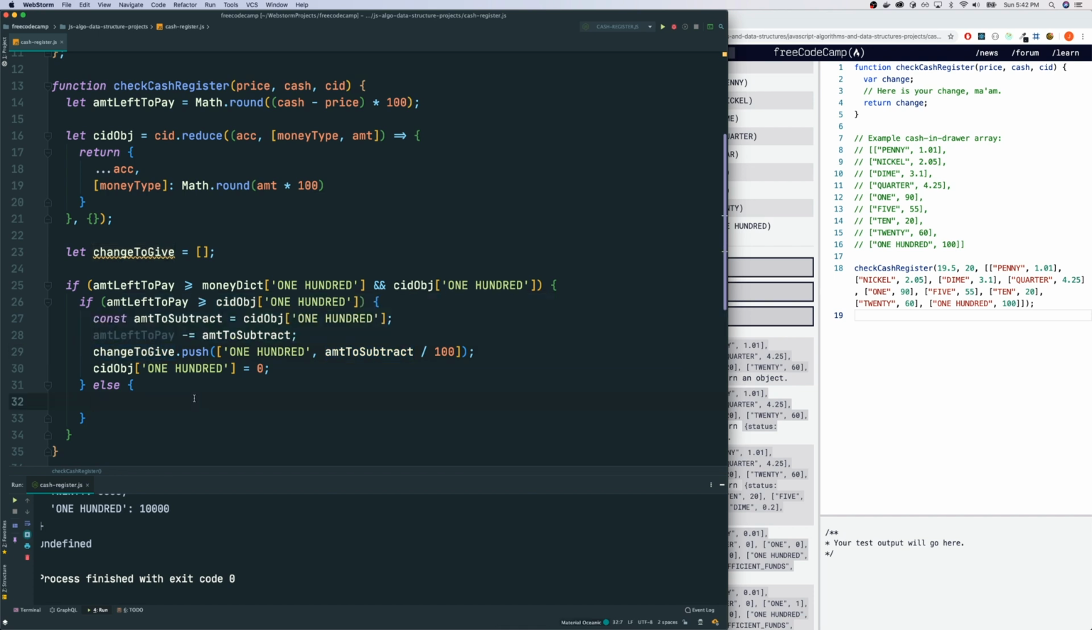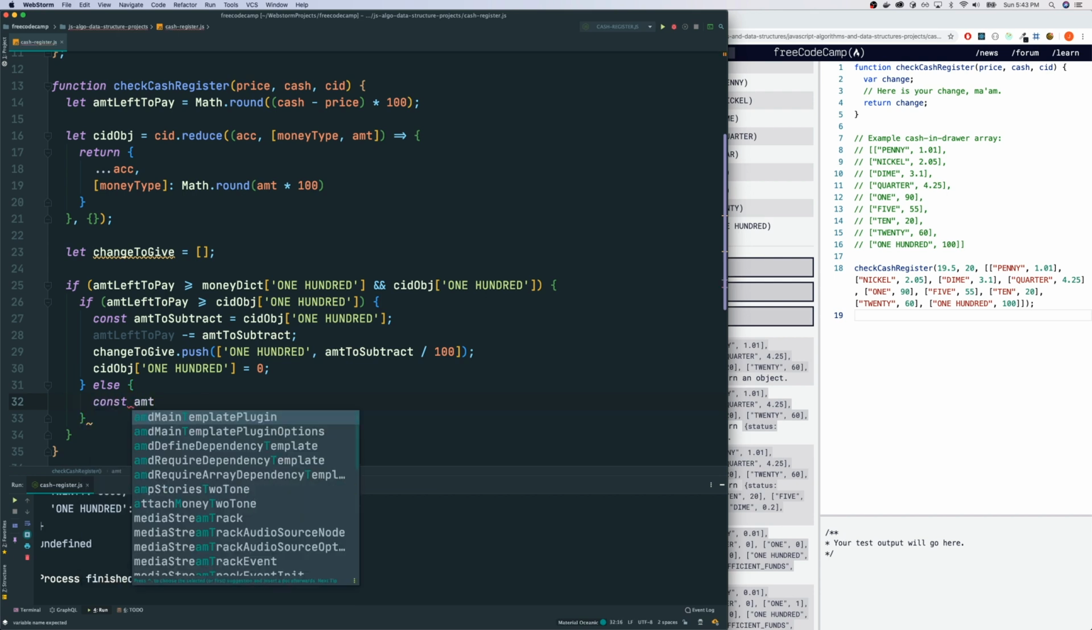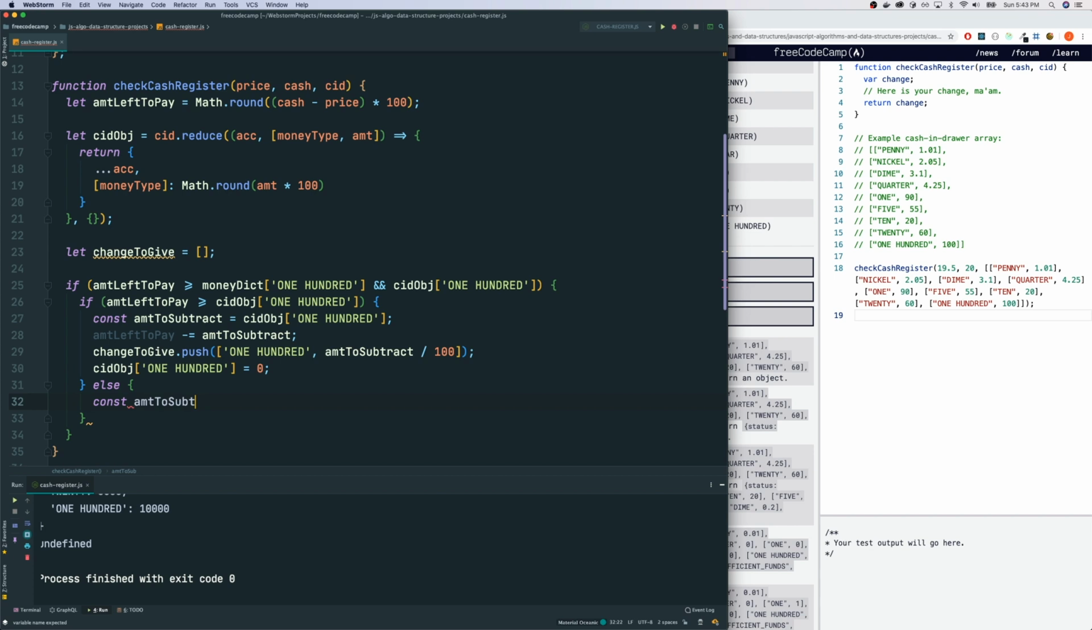Otherwise, we have more $100 bills than they need to have. So we're only gonna give them part of it. So how much are we gonna give them? That's the question. So I'm gonna write amount to subtract again. Amount to subtract is equal to, bear with me, we're gonna do amount left to pay. We can't subtract from amount left to pay an amount that is not a multiple of $100 bills. For example, we can't give them $125 worth of $100 bills subtracted from amount to pay. We can only subtract multiples of 100, right?